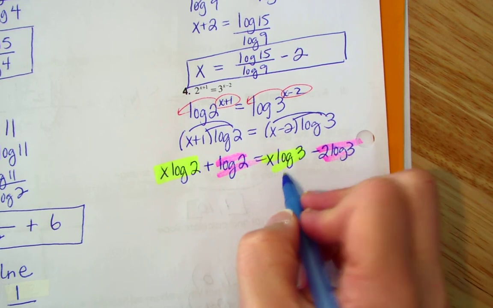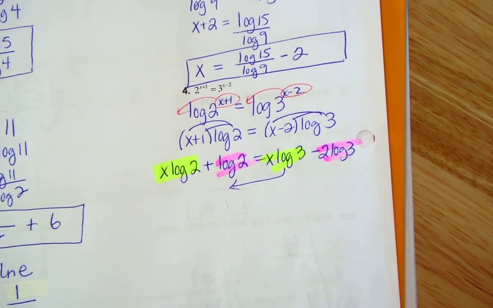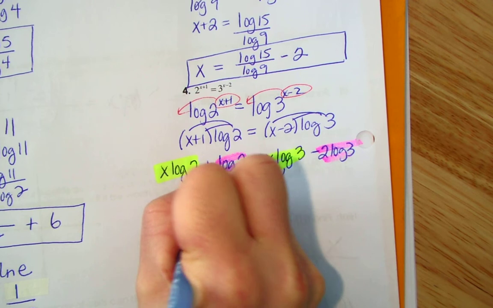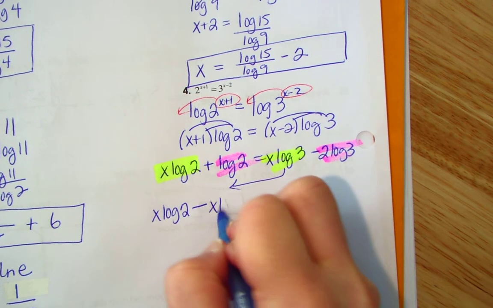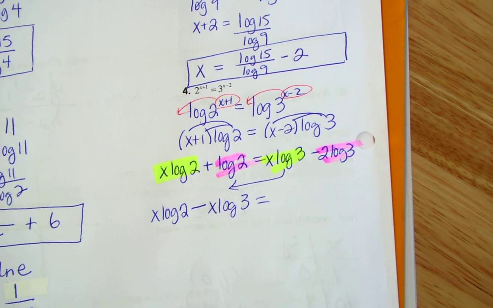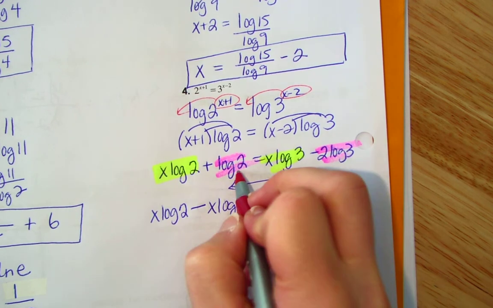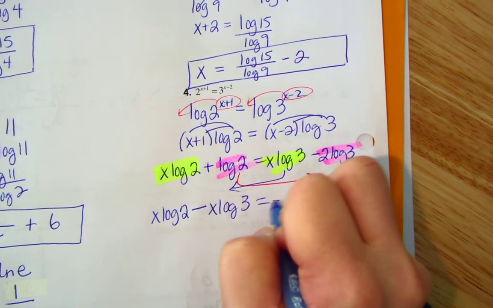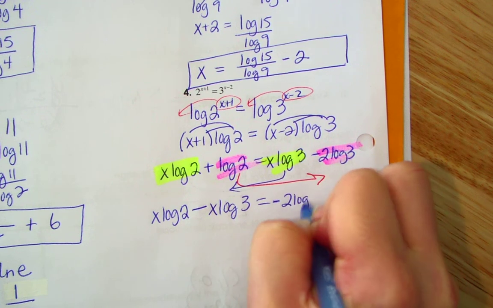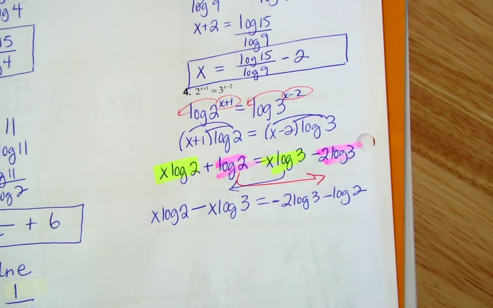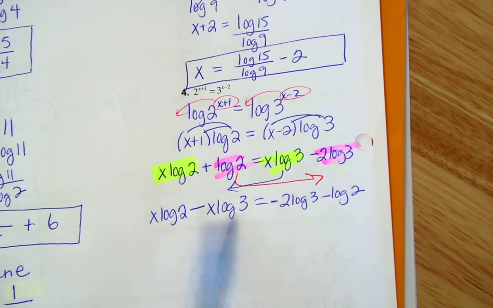So I'm going to first move this to the other side. So it becomes x log 2 minus this x log 3, because when you move it to the other side, it becomes the opposite sign. And then I'm going to slide this to the right side. So I have negative 2 log 3 minus log 2. I'm just moving the like terms onto one side.